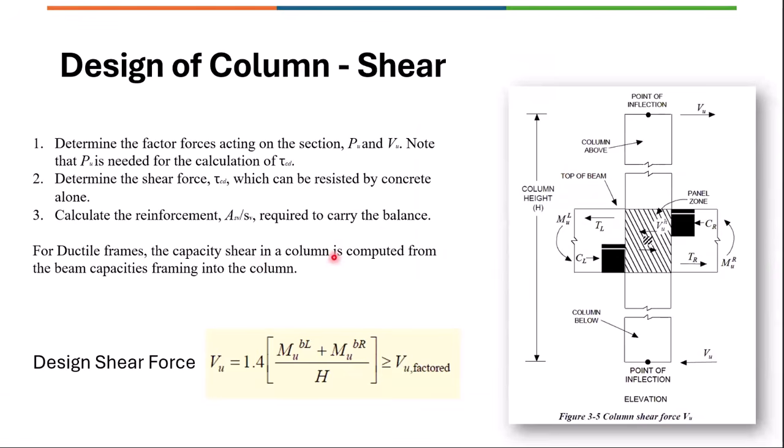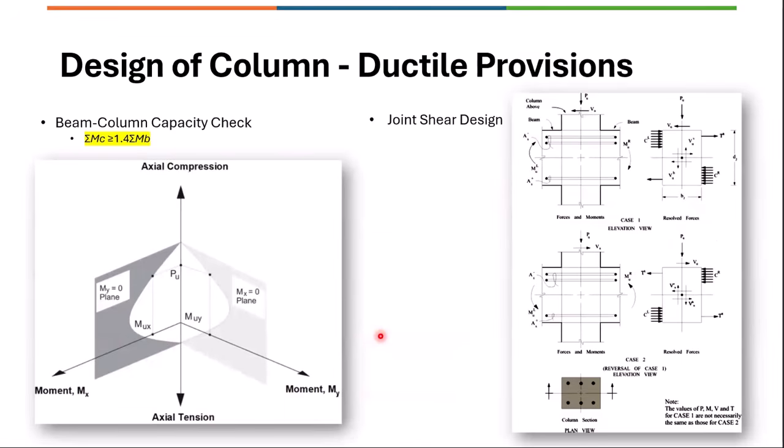And for shear, it checks both the shear coming from the analysis and the other one from the capacity. So whichever is governing, that will be used. And then the ductile provisions for the column.